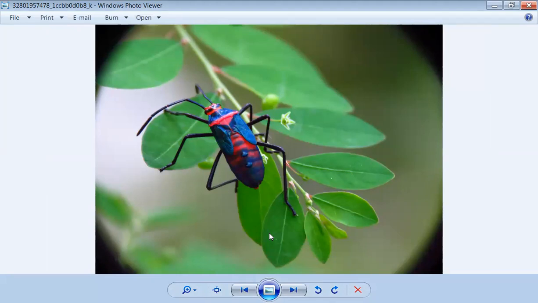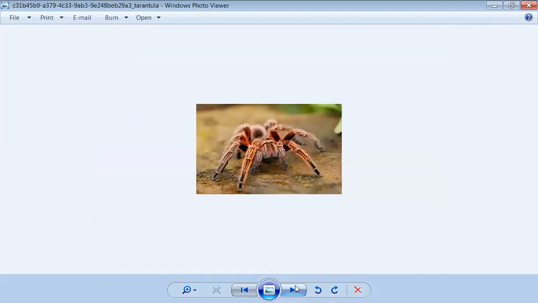Okay, this is an insect. Why? Because it has 6 jointed legs. 1, 2, 3, 4, 5, 6. So this is an insect. All of them have jointed legs. That's why they call them arthropods. The next picture is for a spider. So what do we call it? Which subgroup does it belong to? Arachnids. We call it arachnids, okay?